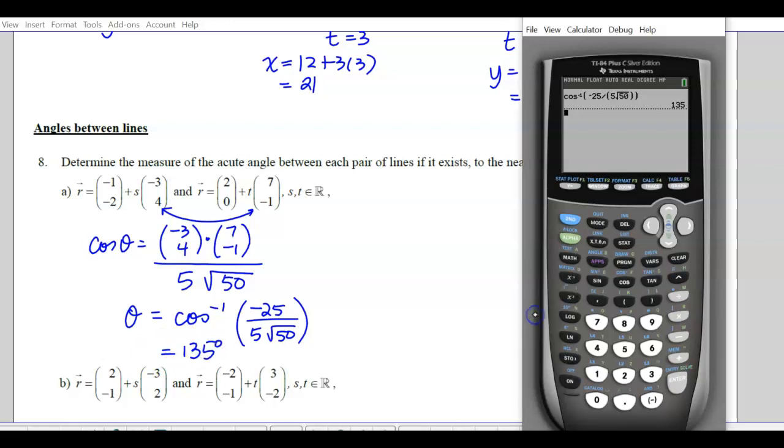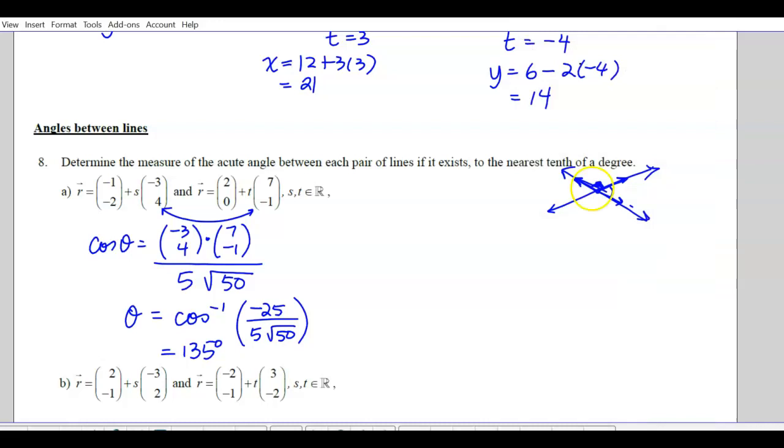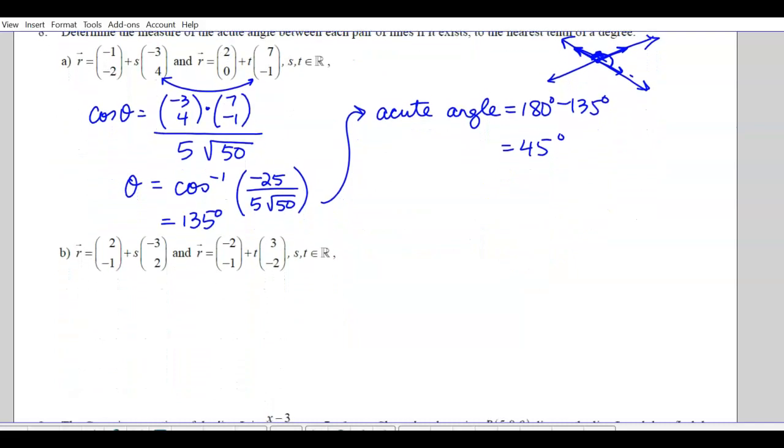So that's a case where it's finding this angle in here. So we want to subtract from 180. So that's going to equal 45 degrees. And you would have noticed that it's going to be obtuse because the value there, -25, is a negative. So if the value of the dot product is a negative, it's going to be an obtuse angle. Okay?